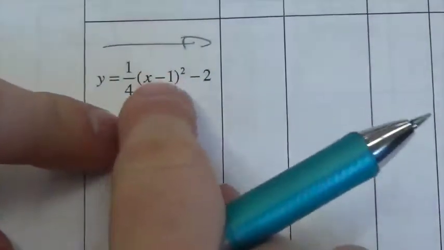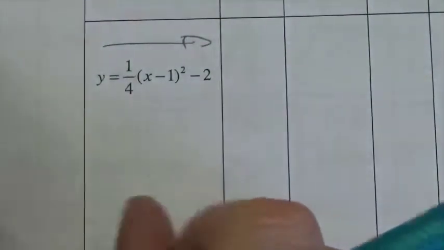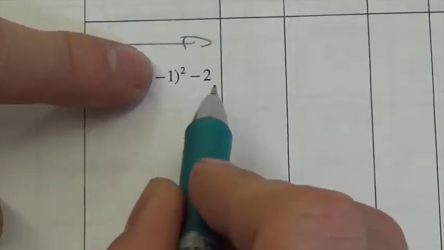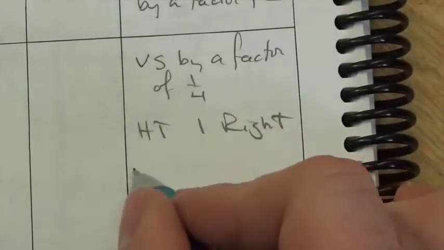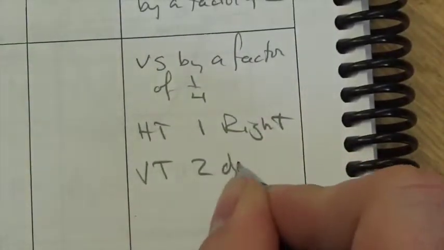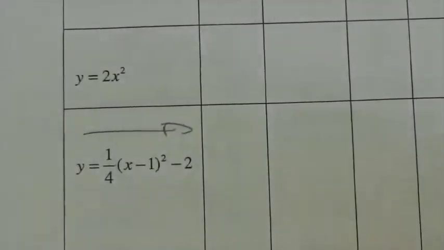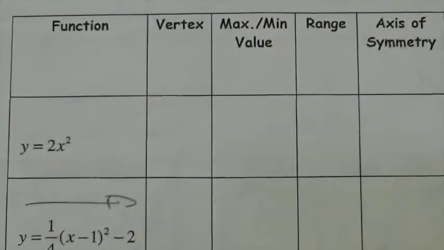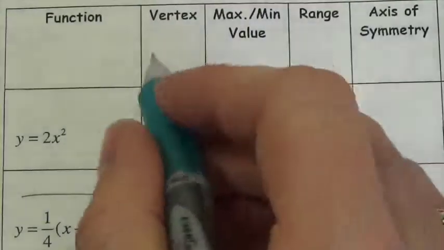Now, outside of the square is what's affecting the graph vertically. I've already multiplied that by 1/4, and then I subtracted 2 from it, meaning that value got smaller by 2. So there was a vertical translation of 2 down. Those are the transformations that we're seeing between these two functions. Now let's take a look at what the question's asking for.